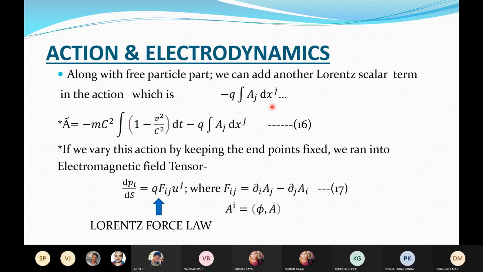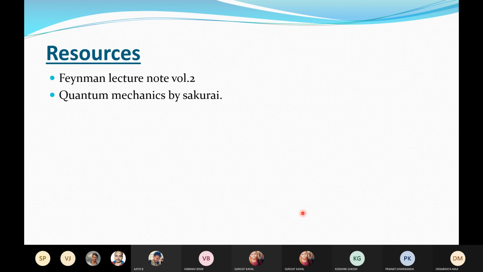And for the action in electrodynamics, we can do similar arguments and rederive our electrodynamics wholly by contracting some 4-vector with dx^j. By varying the action, we can get the Lorentz force law in tensorial form, where F_ij is the electromagnetic field tensor and A_i is phi and A. The resources are Feynman Lectures volume 2 and Quantum Mechanics by Sakurai. Thank you.